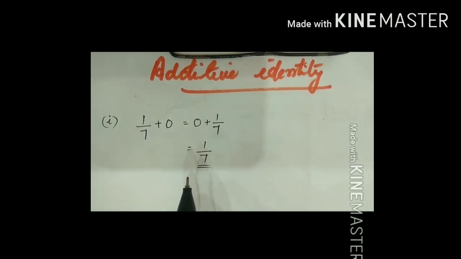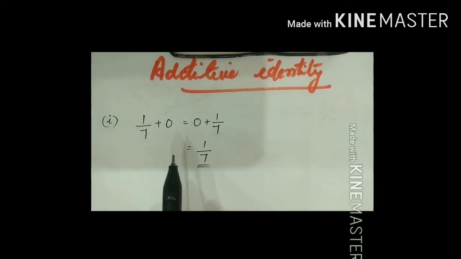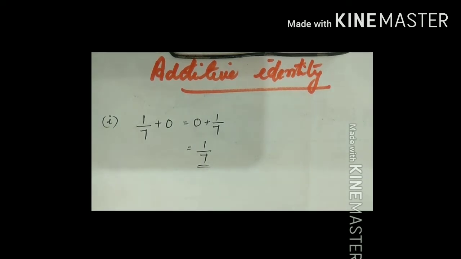Commutative property. That means two rational numbers can be added in any order. The result will be the same. So 1 by 7 plus 0 is equal to 0 plus 1 by 7, that is 1 by 7. That means in this case 0 is called the additive identity. You can add any rational number with 0. The result will be the rational number itself. So 0 is called additive identity.